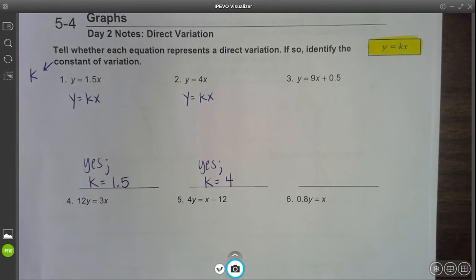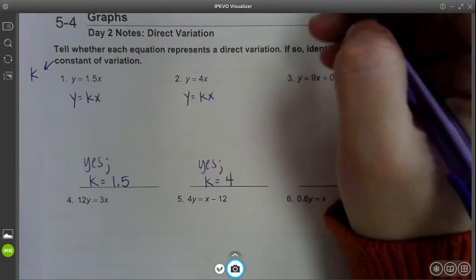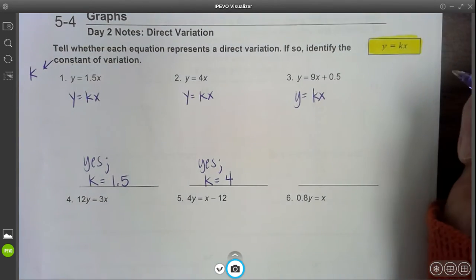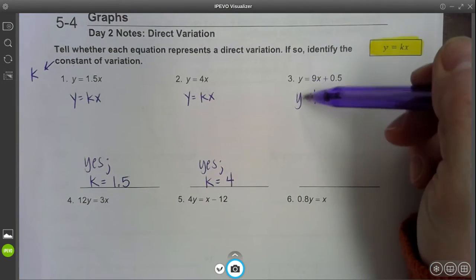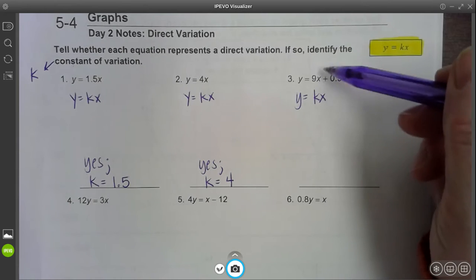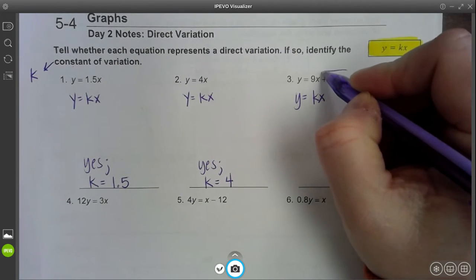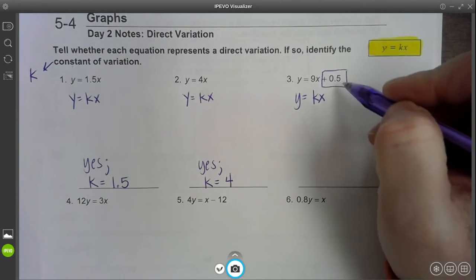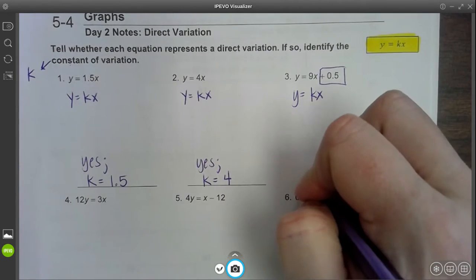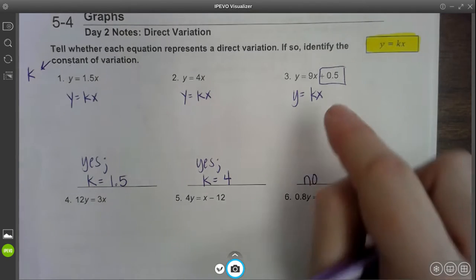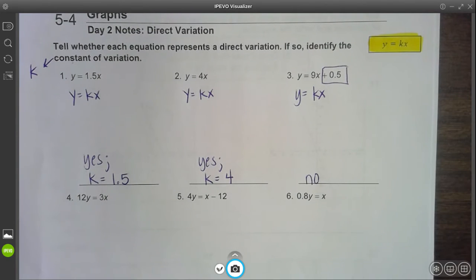Okay, and the next one we have is y equals 9x plus 0.5. So is this in the form y equals k times x? Well, we've got y equals, we have some number times x, but then we have this stuff right here. This part that's added on makes this not a direct variation equation because it goes beyond the k times x.